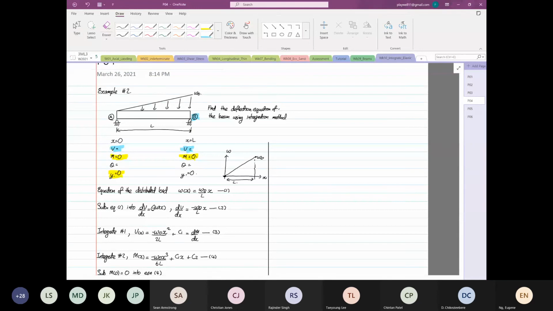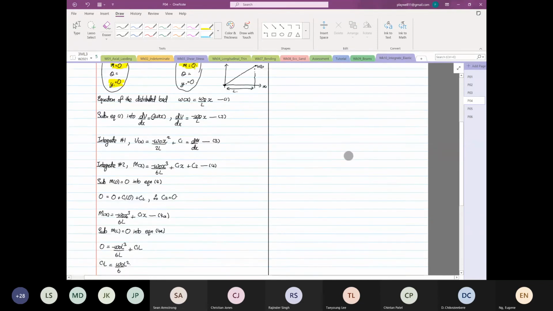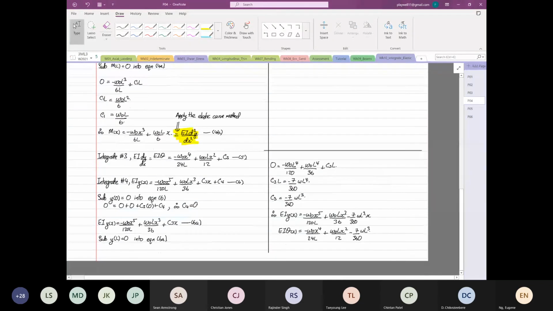So I cannot emphasize enough regarding the boundary condition. Okay, the boundary condition is so important. Without the boundary condition, like I showed you all before, the entire expression will go wrong.